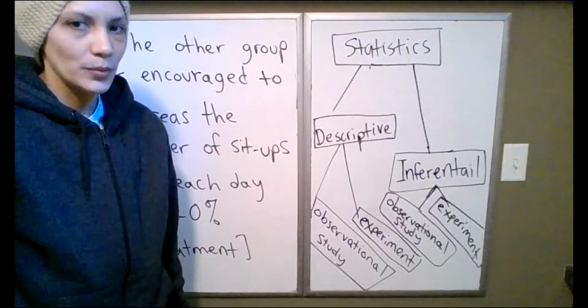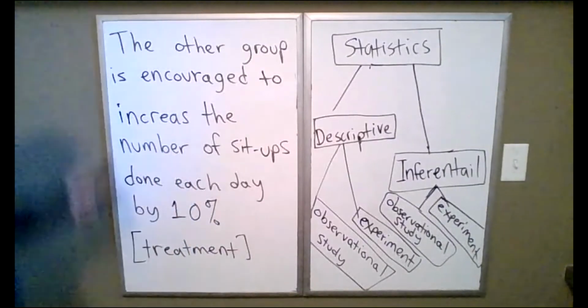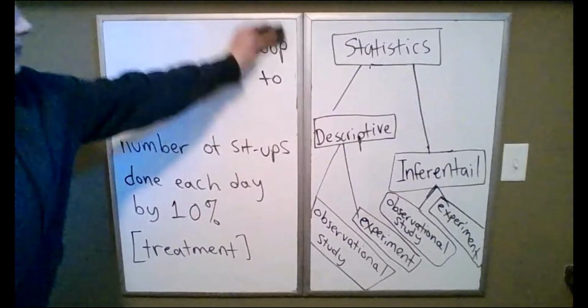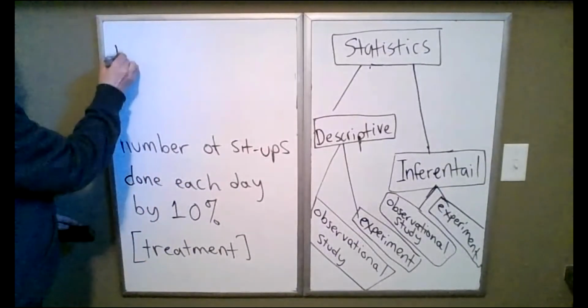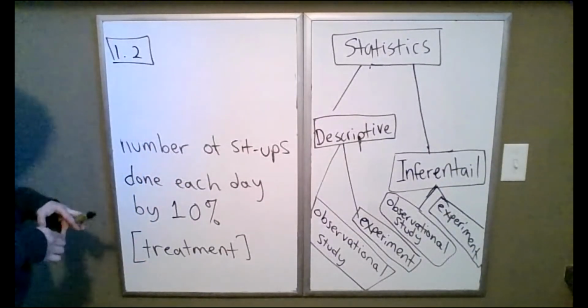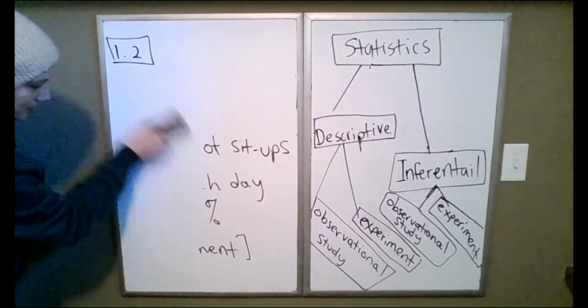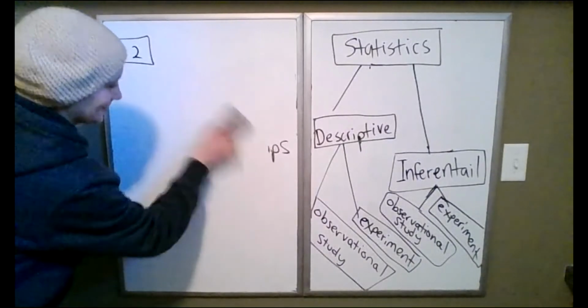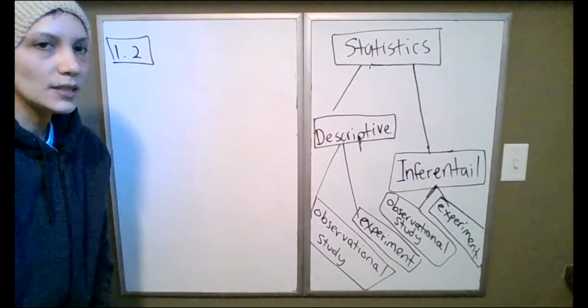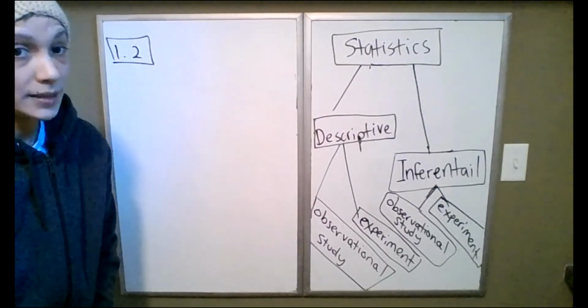Let's start notes for 1.2, which is on random sampling.